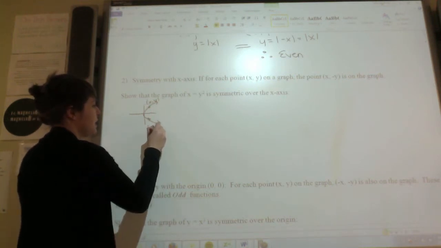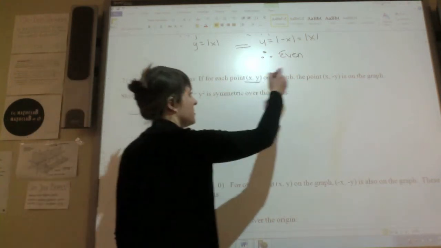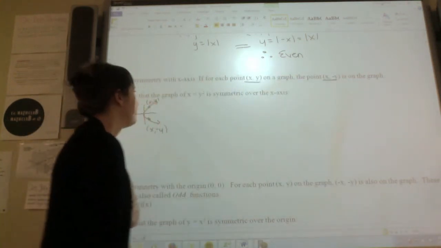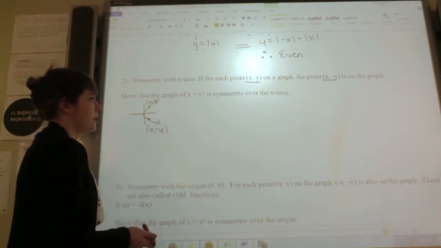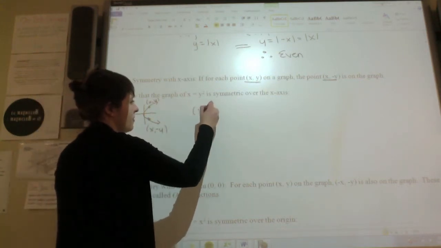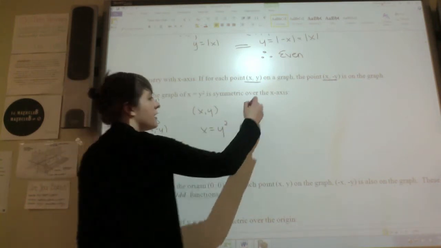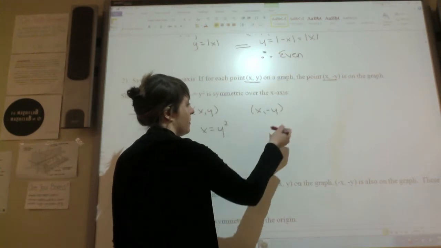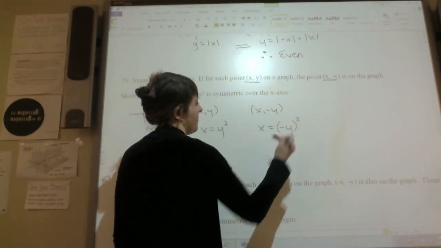So this would be x, negative y. To prove something's even, all you have to do is show that these 2 points are on the graph. So show that the graph of x equals y squared is symmetric over the x-axis. Well, I can start by plugging in my x, y, and I get x equals y squared. Then I can plug in my x, negative y, and I get x equals negative y squared.